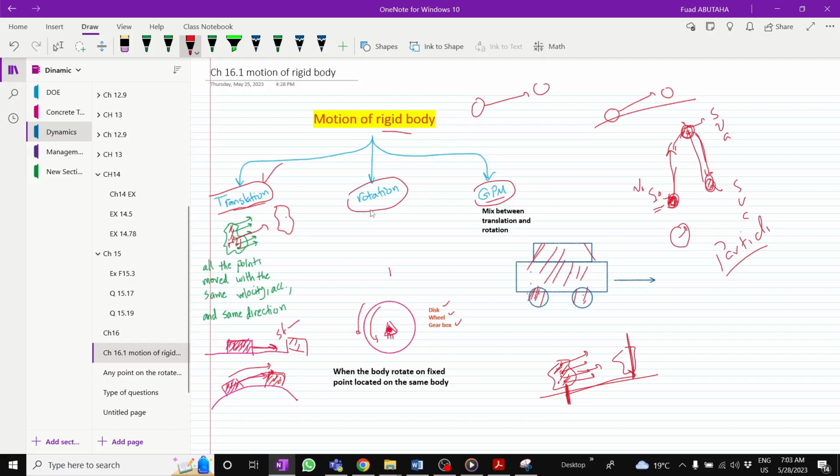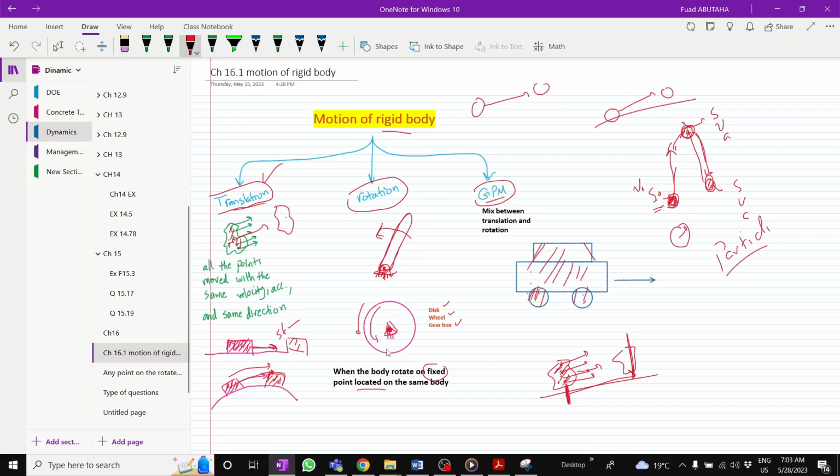The second is rotation. We have two types of rotation. Say we have a fixed point here and we have a rod, and the rod is moving in this direction, for example. So what is the definition of the rotation motion? The rotation motion is when the body rotates about a fixed point that is located on the same body. So we are considering here a rod, and the rod is connected with a pin fixed at this point, and it's rotating here.